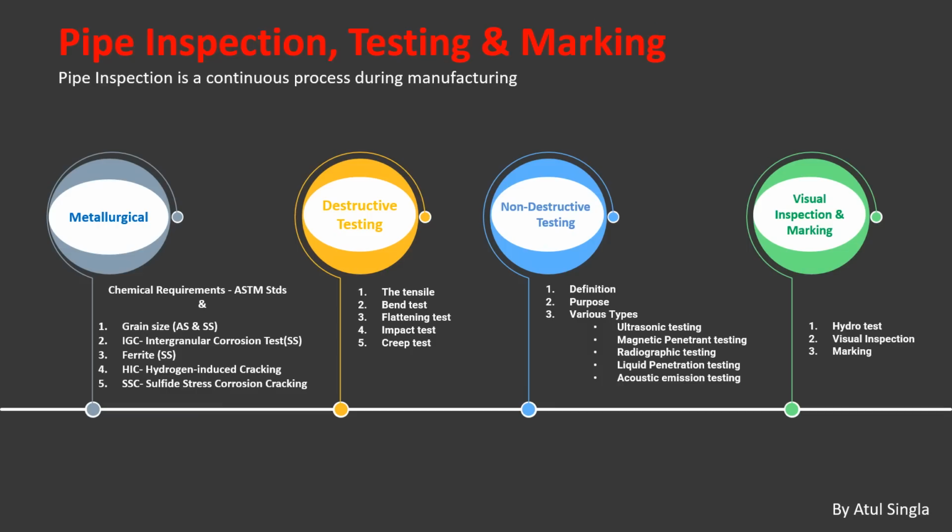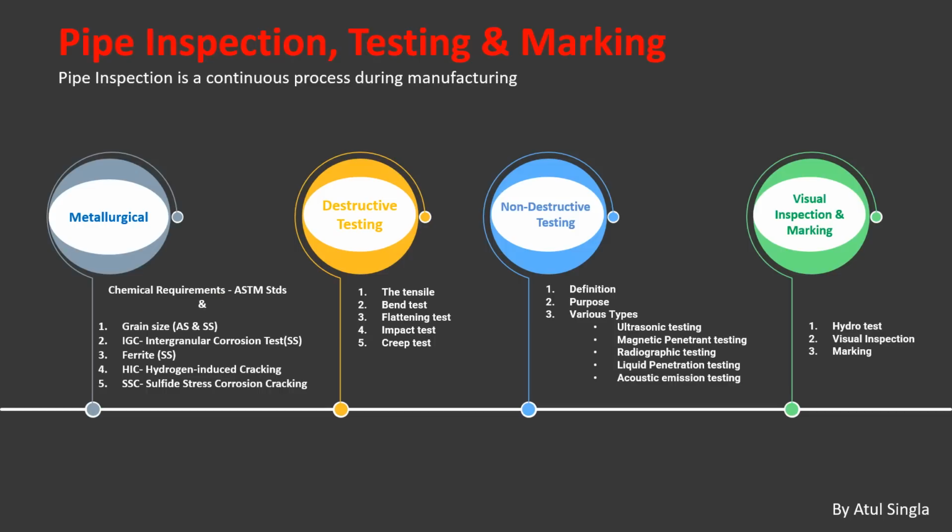So in this part where we are discussing pipe inspection, testing and marking, in this particular section we checked all the metallurgical testing, that is grain size, intergranular corrosion test, ferrite test, hydrogen induced cracking test, and sulfide stress corrosion cracking.